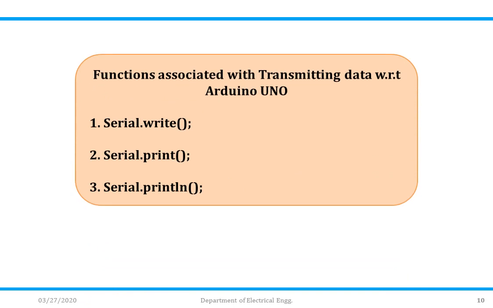Now let's discuss functions which are associated with transmitting the data with respect to Arduino UNO. There are three functions associated with the transmission: Serial.write, Serial.print, and Serial.println. So first we will discuss Serial.write.